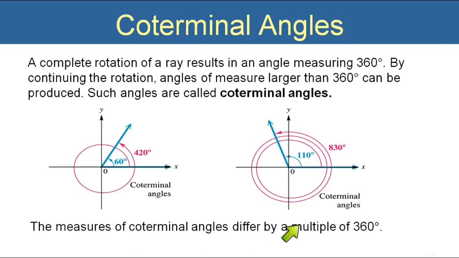Coterminal angles always differ from each other by some multiple of 360 degrees, because to make a coterminal angle you have to add 360 degrees to it, or you have to subtract. You have to go around the other way.